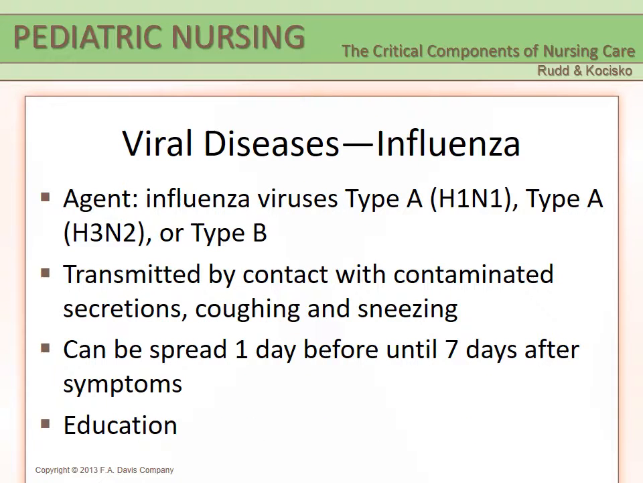Next, we have the flu, influenza. There are different types of agents that cause this: type A, another type A, or a different type B. Transmitted by contact with contaminated secretions, coughing, and sneezing. Can be spread 1 day before until 7 days after symptoms ensue. So a day before symptoms start and 7 days after symptoms end.